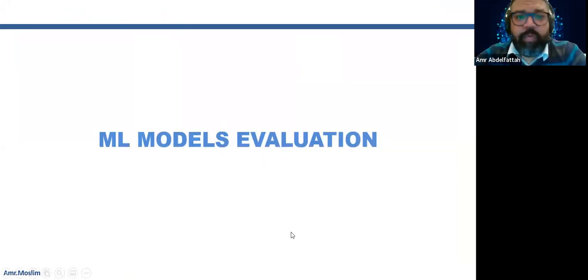Now we are going to talk about what comes after. I have already done the data cleaning and filtering, the feature engineering, the model selection, and the data split and validation split. And now I want to evaluate the model. How can I know that my model is doing a good job or not? This is the model evaluation.